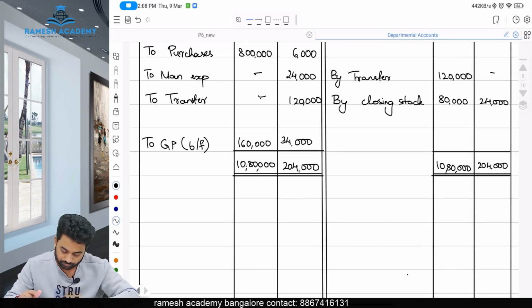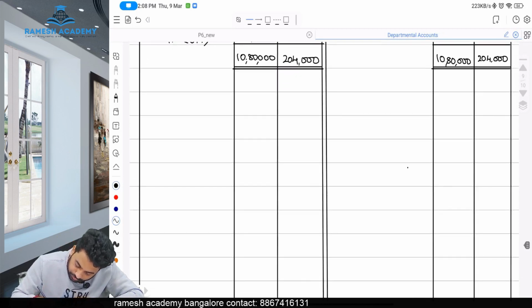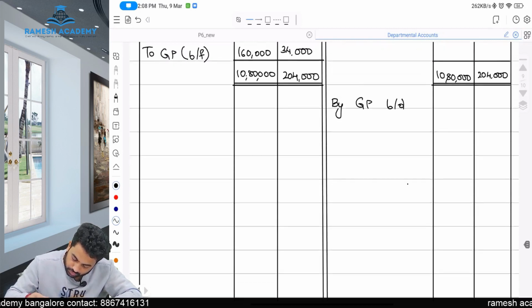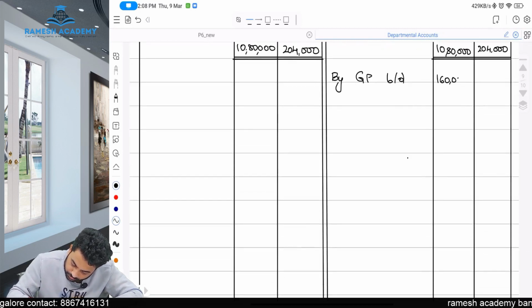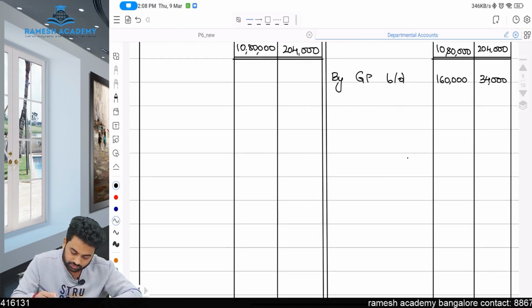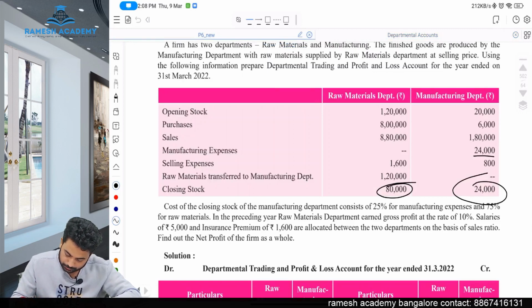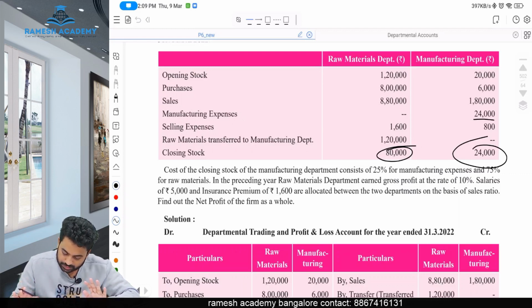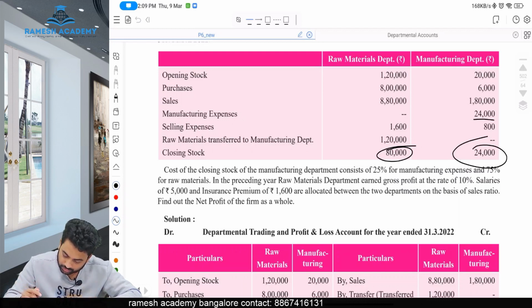Okay sir, done. Now by gross profit brought down, 160,000 and 34,000. Okay, later the stock adjustment is there, let it be, we'll do that. In the preceding year, the raw material department earned a gross profit. Salaries of 5,000 should be allocated on the sales ratio.